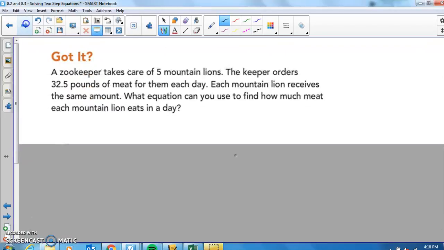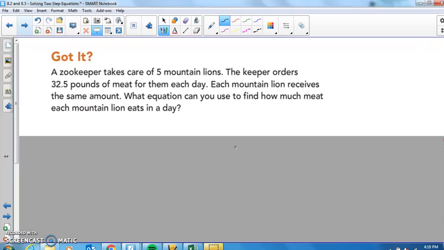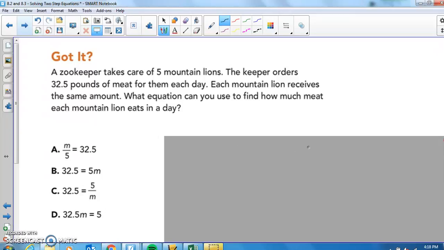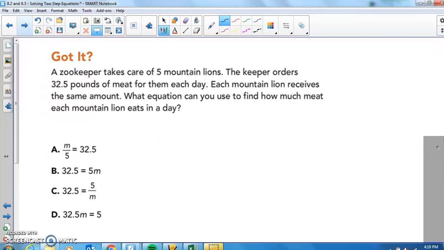All right, next one. The zookeeper takes care of 5 mountain lions. The keeper orders 32.5 pounds of meat for them each day. Each mountain lion receives the same amount. What equation can you use to find out how much meat each mountain lion eats in a day? For this problem, I'm going to give you the different choices here. What I want you to do is figure out whether it is A, B, C, or D as to what equation represents this situation. So you will work this one, and I'm going to put this star here so that you'll know to work this problem.